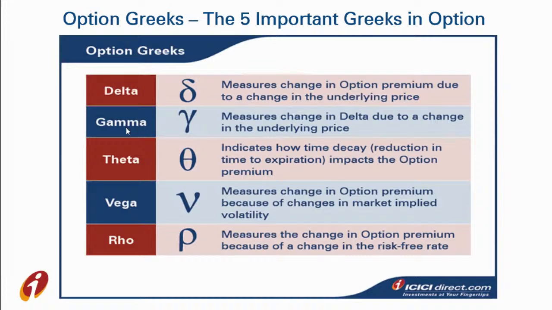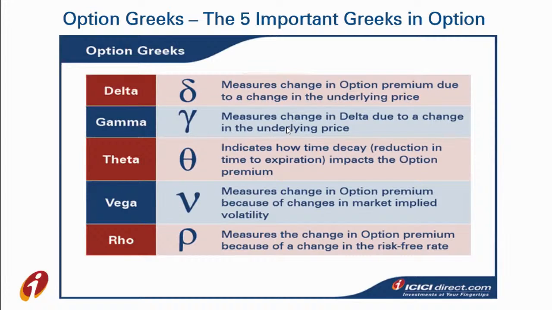Similarly, gamma measures the change in delta due to change in the underlying price. As I gave you the example, if the price of the underlying increases by 1 rupee, the delta changes. How does the delta change? It changes because of gamma. So if there is a certain value of gamma, which is normally given in 4 digits, say 0.0012, that 0.0012 will get added to the delta. So that's how it will change.